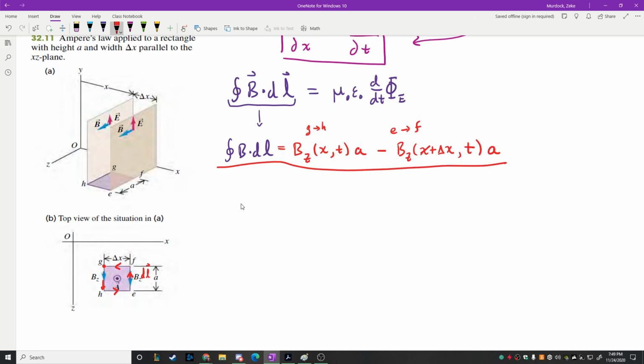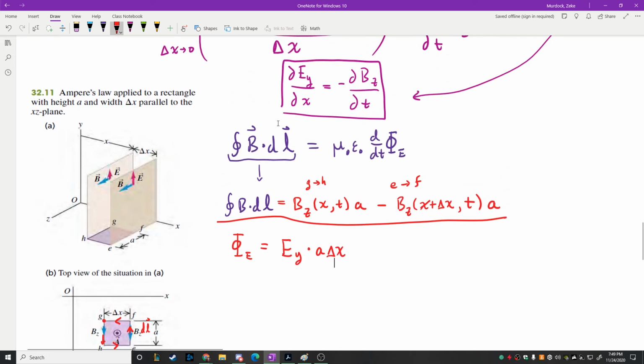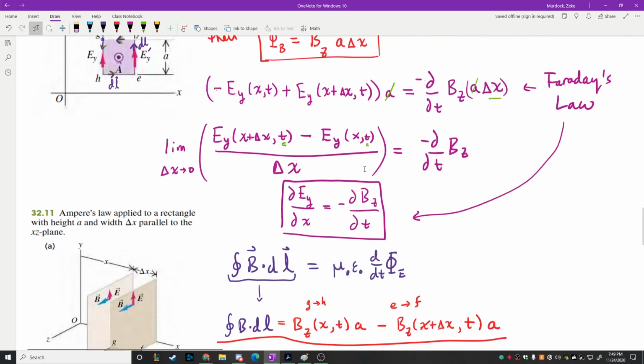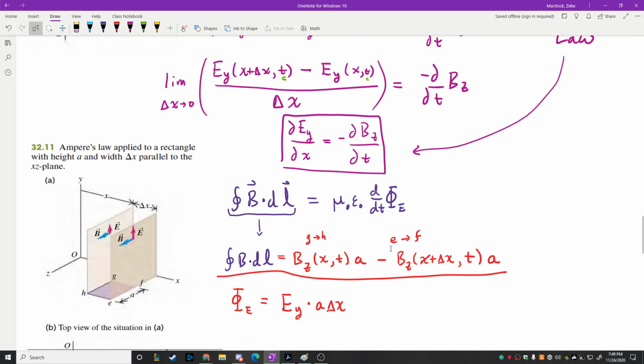Right-hand side, once again, we're going to assume that delta x is small enough that we can take the average value here, and that we can define our electric flux to simply be equal to the value of the electric field in that regime, which was EY, multiplied by the area, which is A times delta x. When you do it like this, I hope that you're able to see just how completely symmetrical these last two equations are. We literally get the exact same type of thing here in both cases. It's pretty amazing.